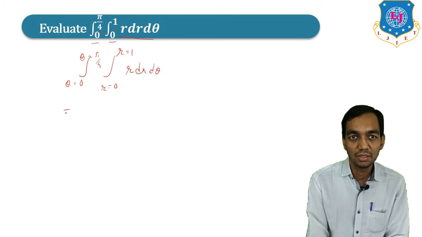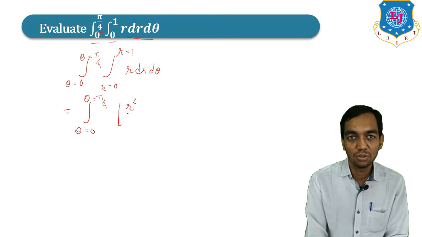Now first you have to integrate with respect to r, so theta remains as it is. Theta is equal to 0 to theta is equal to pi by 4. Integration of r is r square upon 2, and if you put the limits, then limits are 0 to 1. Correct? Now substitute the upper limit and lower limit. So theta is now from 0 to pi by 4, and if you put the limit, then you will have 1 by 2 minus 0 d theta.